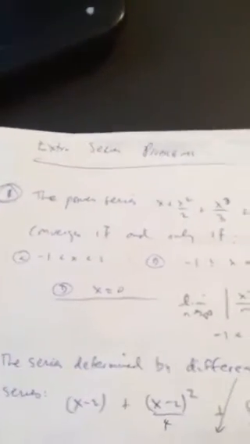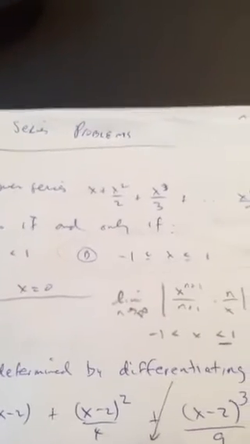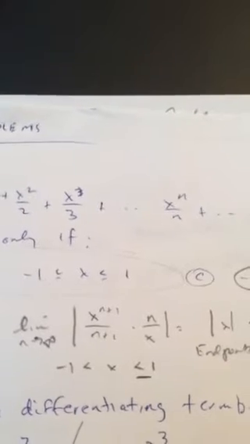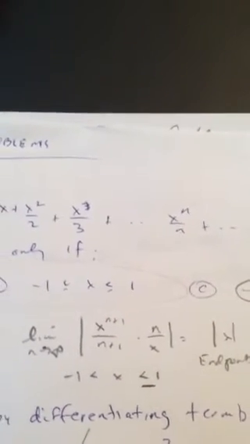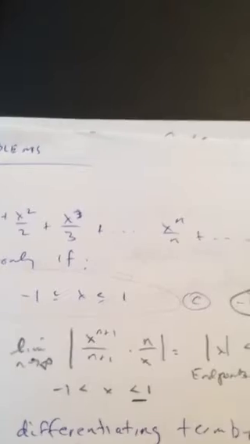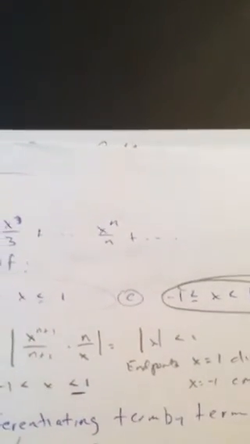I'm getting quite a few questions on these extra problems I sent out. This first series, x plus x squared over 2 plus x cubed over 3, etc., converges if and only if... So I apply my absolute convergence test, the limit as n goes to infinity of the ratio of the succeeding terms inside the absolute value. I end up with the absolute value of x less than 1. So the initial interval of absolute convergence is -1 less than x less than 1.